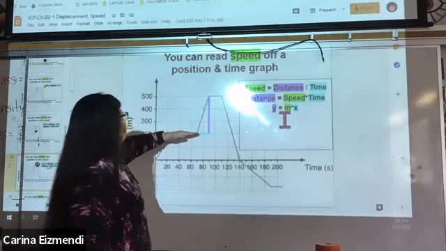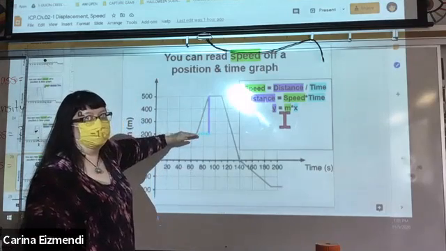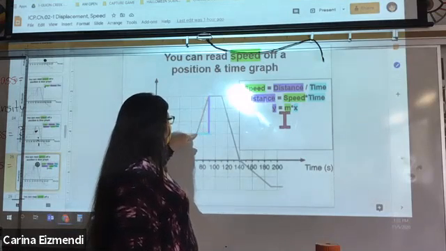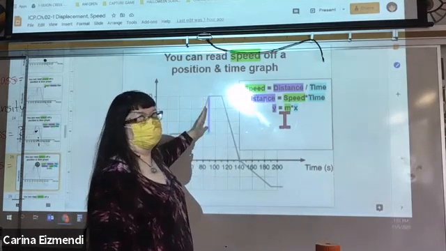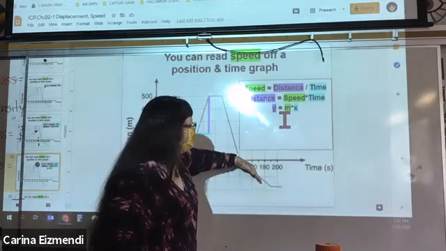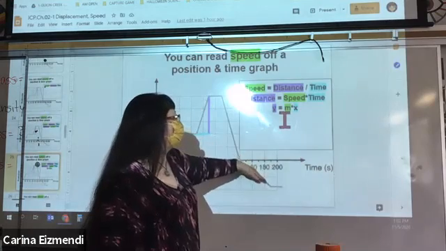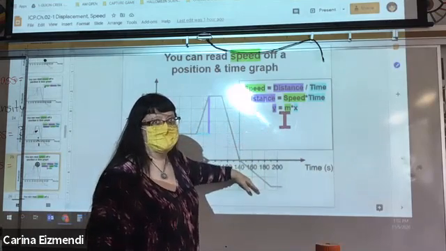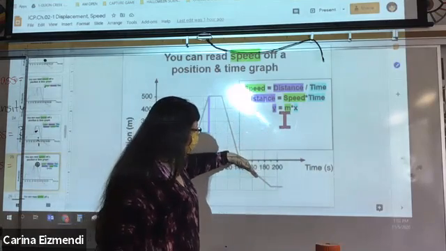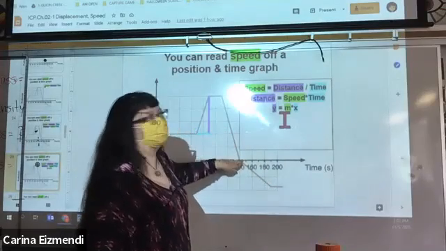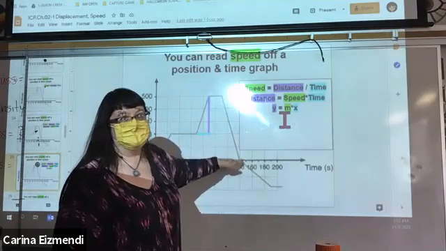Like here, slope is 0, speed is 0. Here, it's pretty steep, so the speed is pretty big. Here, the slope is lower. It's in the negative direction, but for this, we don't care. This goes in the negative direction, but the slope is smaller, so the speed is small.